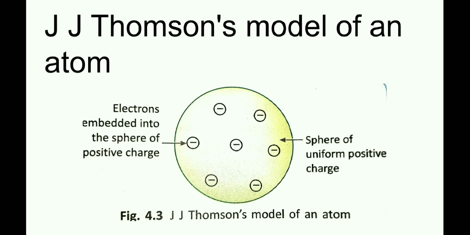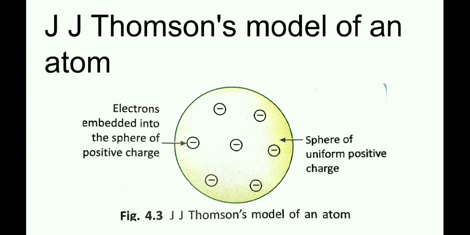positive charge. What he did, he actually compared his structure of an atom with the Christmas pudding, in which the raisins are like the electrons, and these are the electrons which are embedded in the spherical pudding, which is the positive sphere. According to J.J. Thomson, an atom has a sphere of positive charge in which protons are present. So you can observe from that diagram, you can see the spherical shape. Okay, so this sphere is the uniform positive charge.